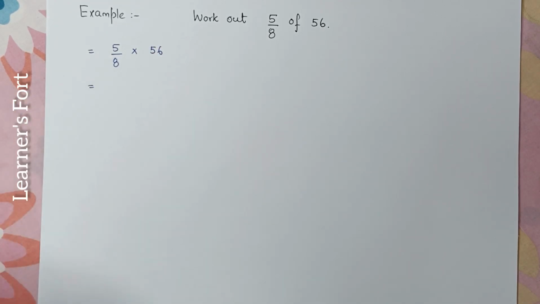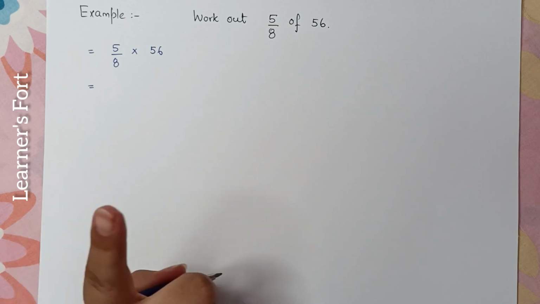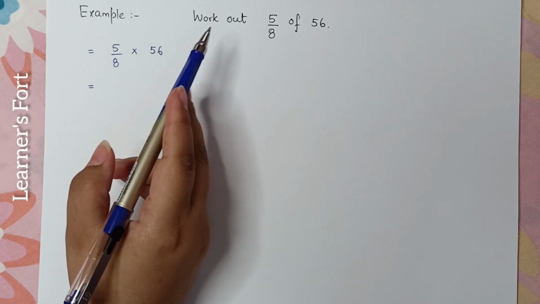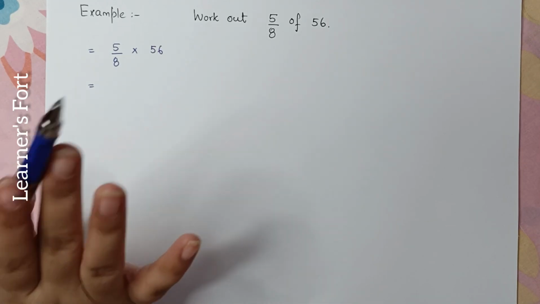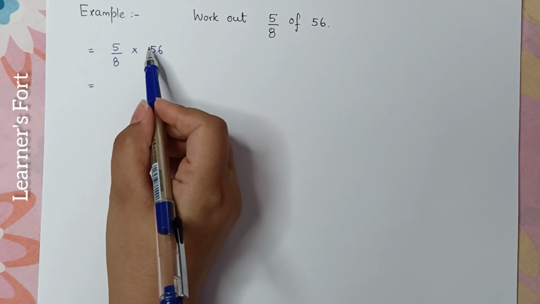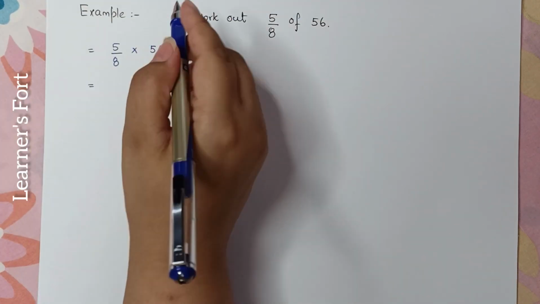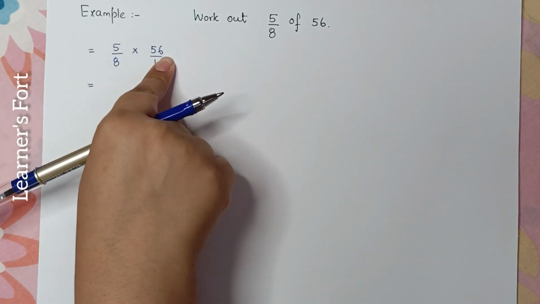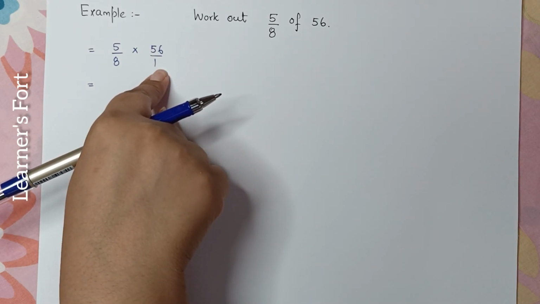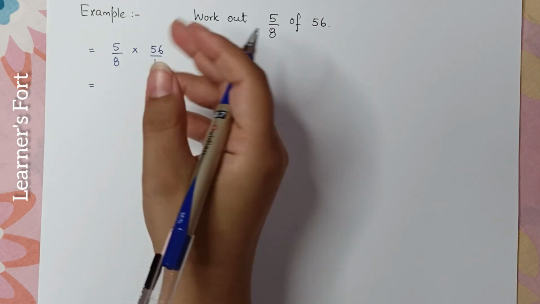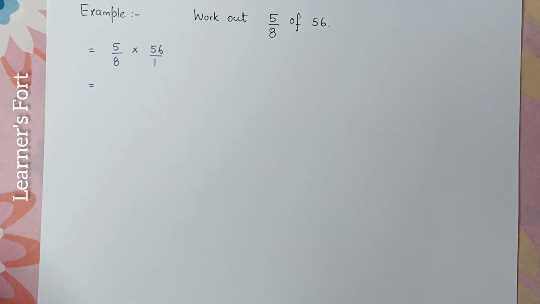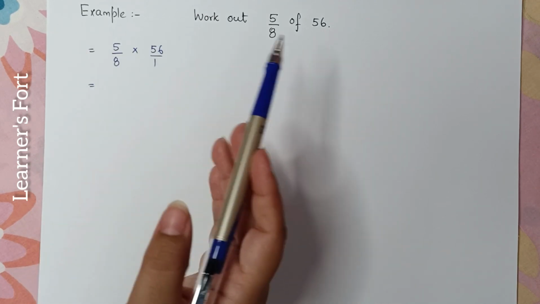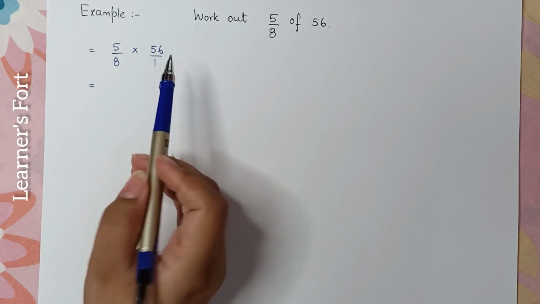5 upon 8th part of 56. How are we going to do that? In case of multiplication of fractions, the rule is that the numerator only multiplies with the numerator and the denominator only multiplies with the denominator. In case of a whole number, we don't write it divided by 1, but every whole number can also be written in the form of a fraction where the denominator is always 1. So we can also write 56 upon 1. Now, in case of multiplication, a numerator only multiplies with the numerator of another fraction, and the denominator only multiplies with the denominator of another fraction.